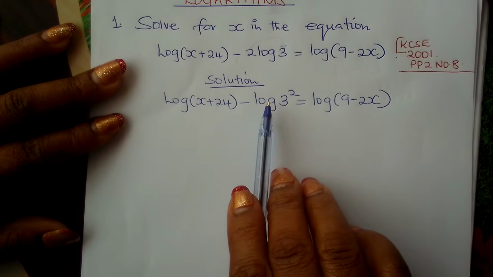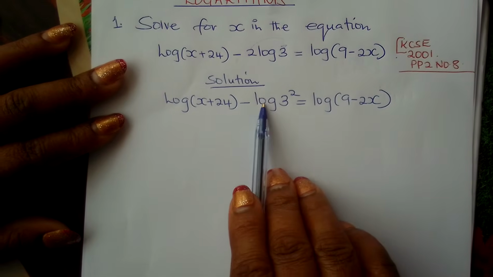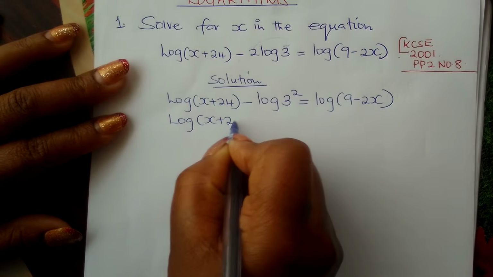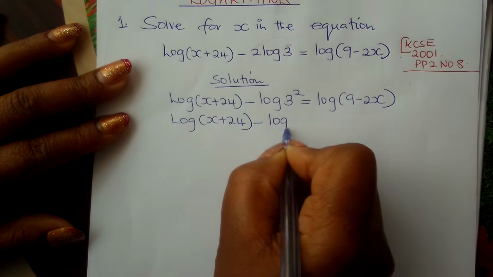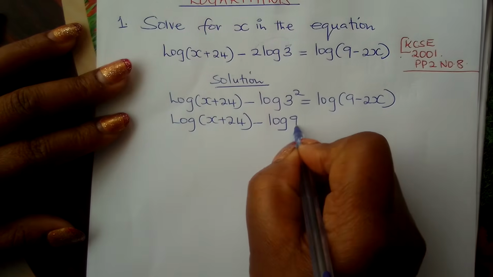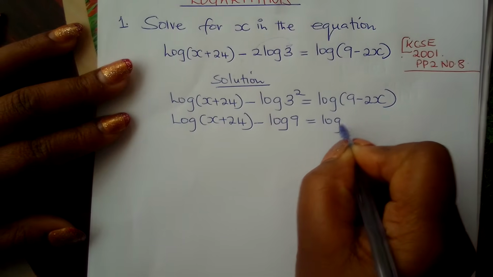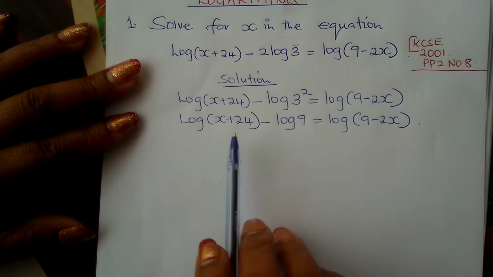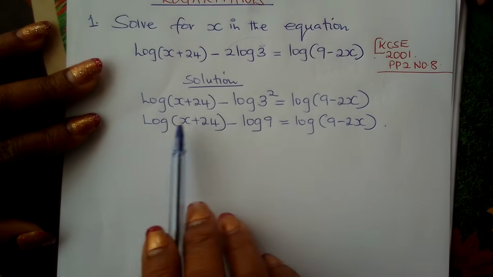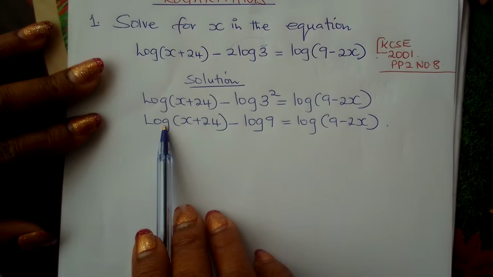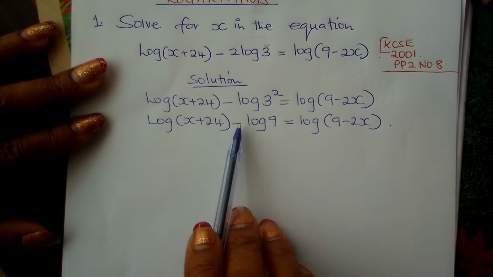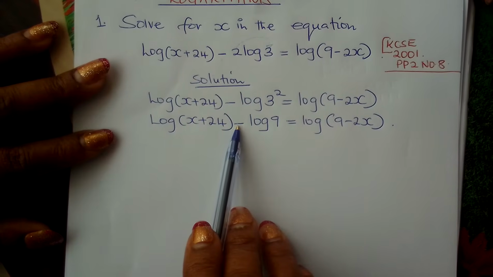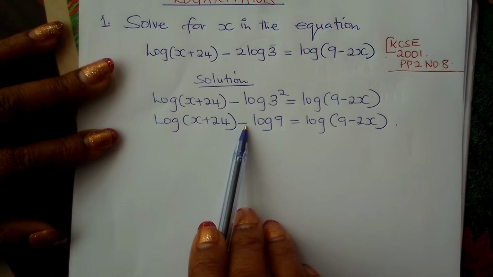If you look at these three terms, learner, you'll see that they now start with the log. Then you move on and say log (x + 24) - log what? 3 squared is 9, equals log (9 - 2x). From there, learner, you apply a law of logarithm here. You can see that this is log of (x + 24) minus log of 9. If you have two logs and it's to do with subtraction, which law do you apply?